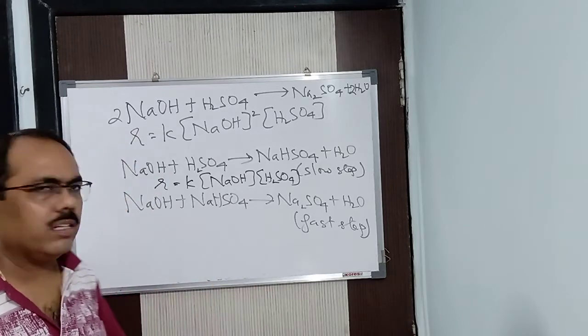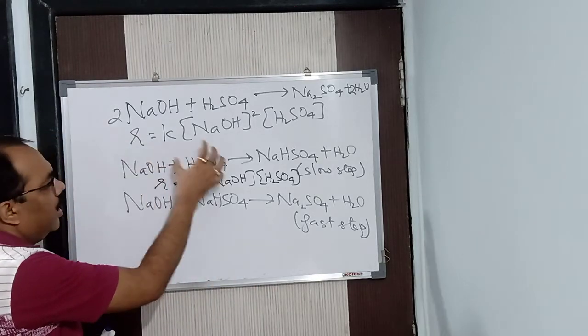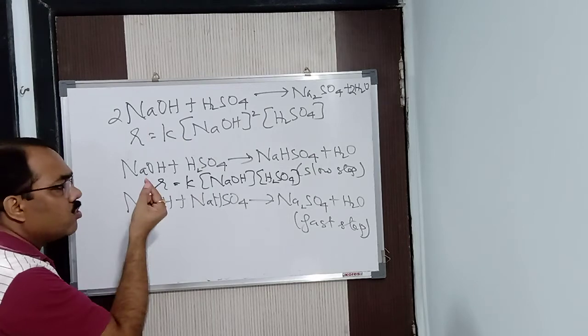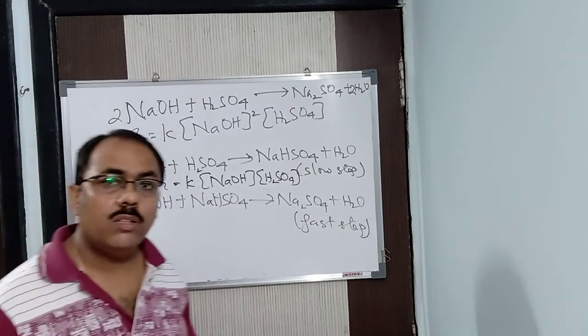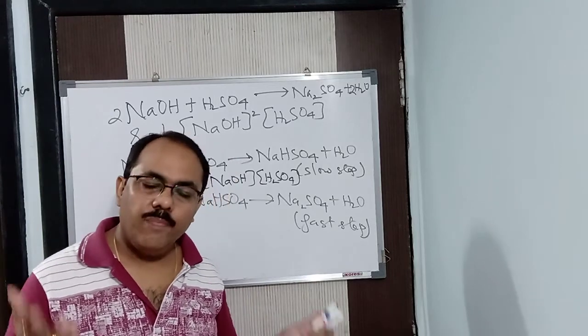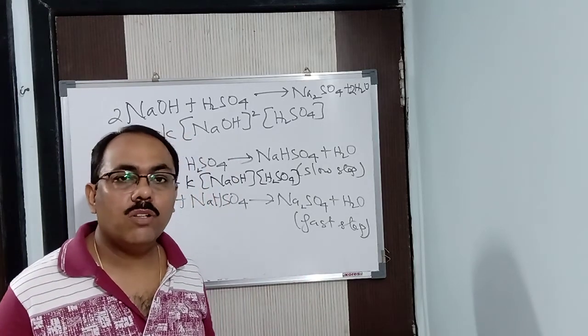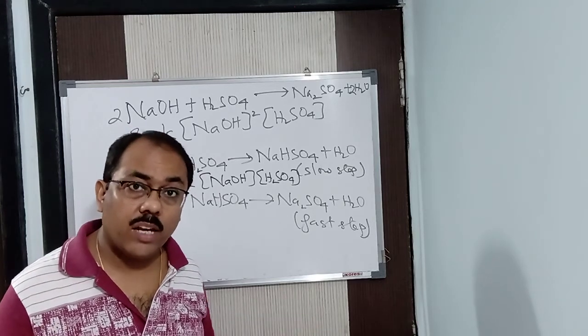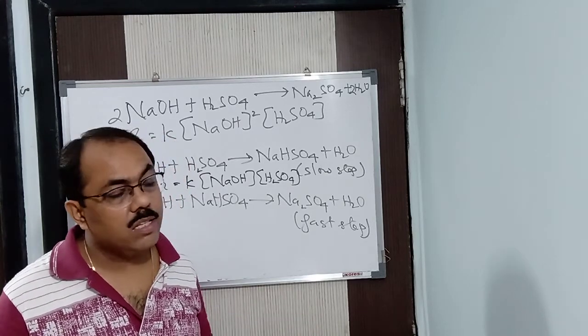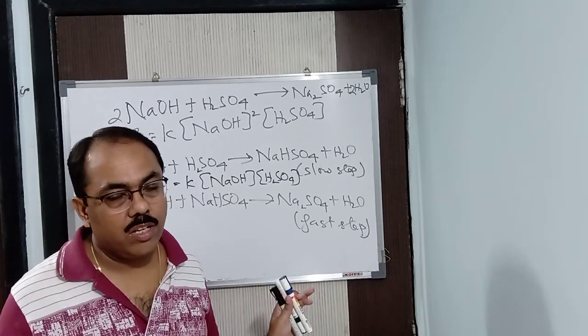You can take any concentration. Suppose here you take 100 molar and here you take 50 molar, but only 1 molar is being used in the slow step. Here also 1 molar is used. Then how does it depend upon the initial concentration? So the rate constant is determined from the slow step of the reaction, and hence it does not depend upon the initial concentration of the reactants.